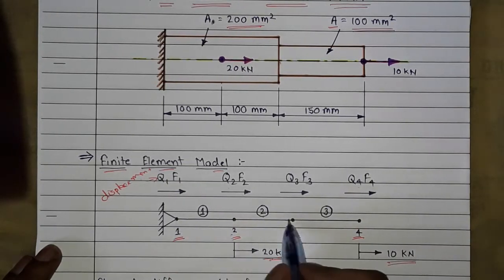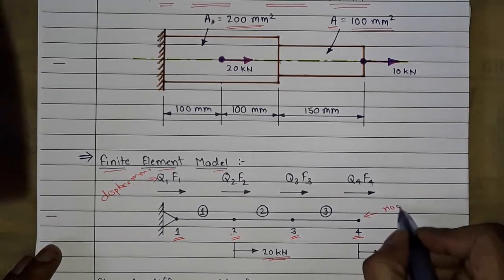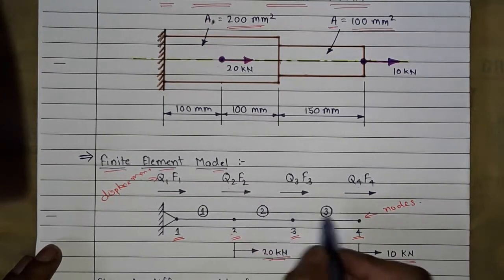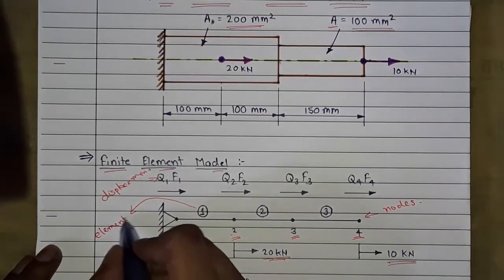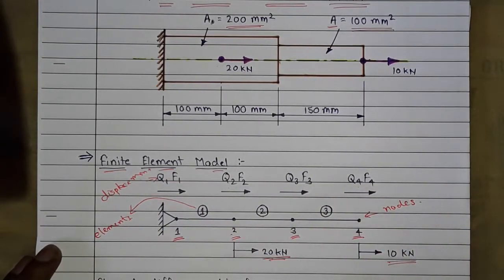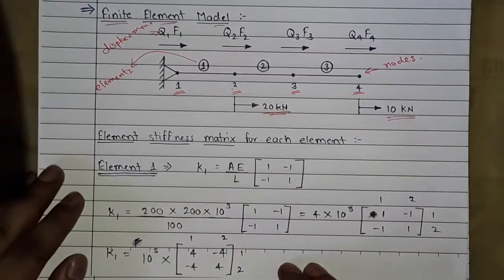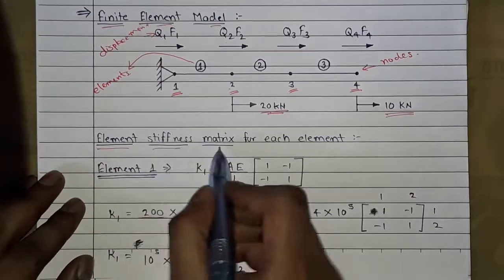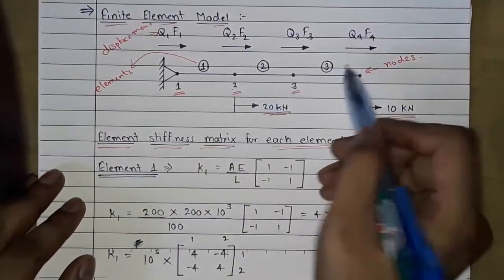These all points are called nodes, and these 1, 2, 3 are elements. Here we have 3 elements and 4 nodes. Now friends, let's make the element stiffness matrix for each element, that is element 1, 2 and 3.